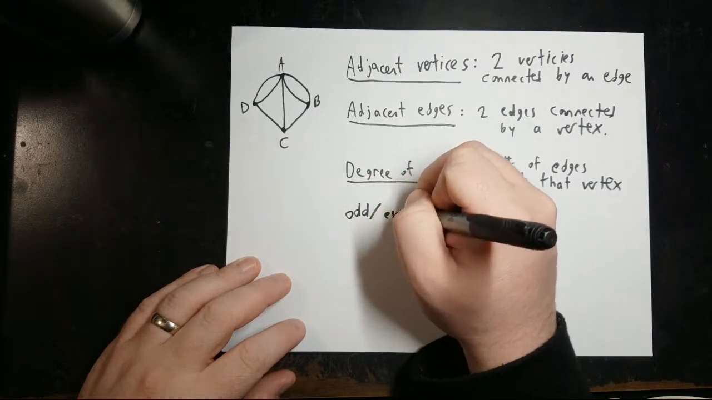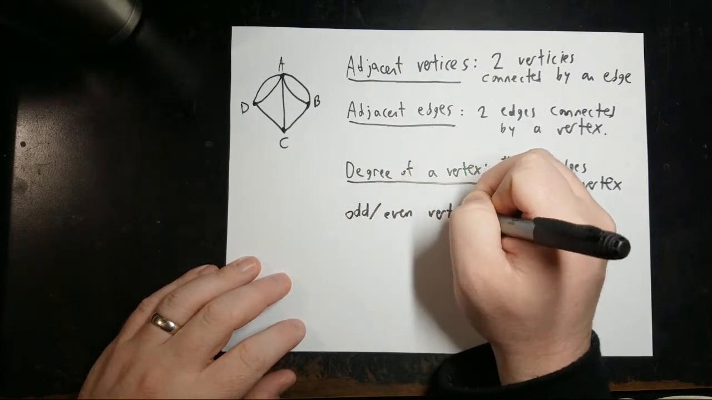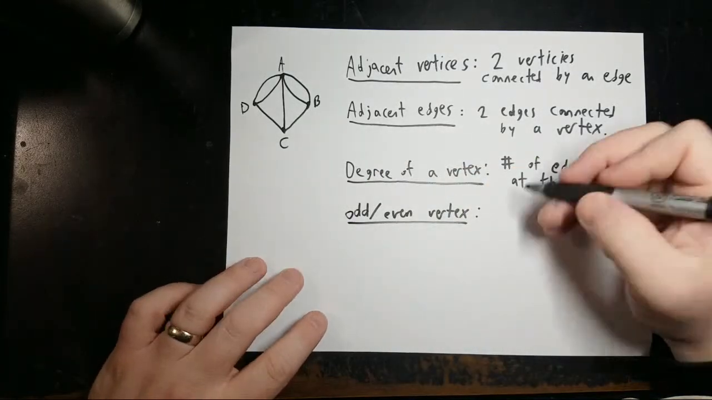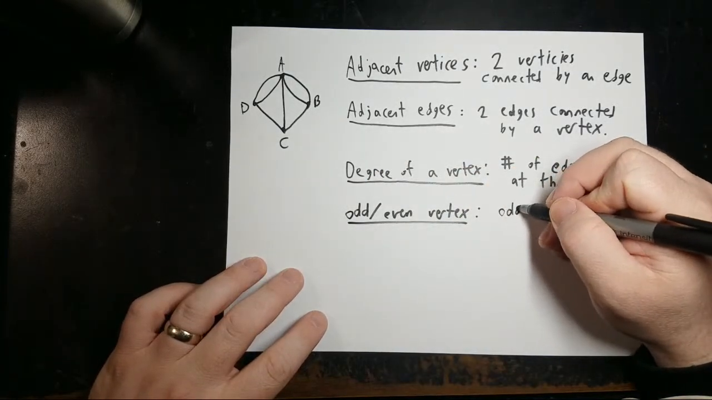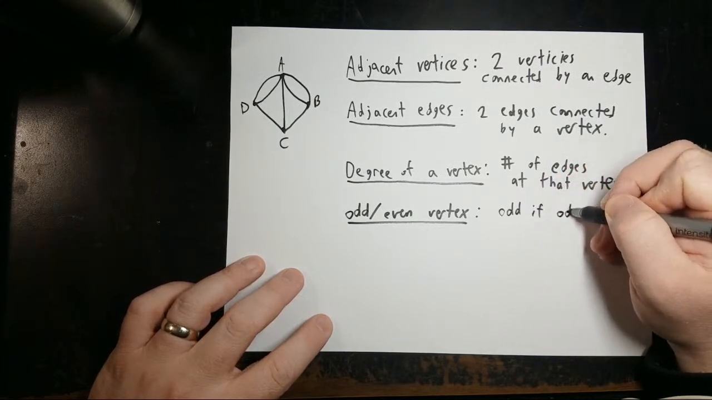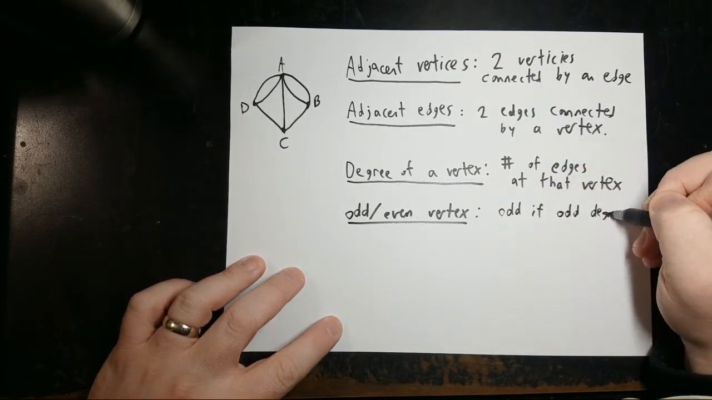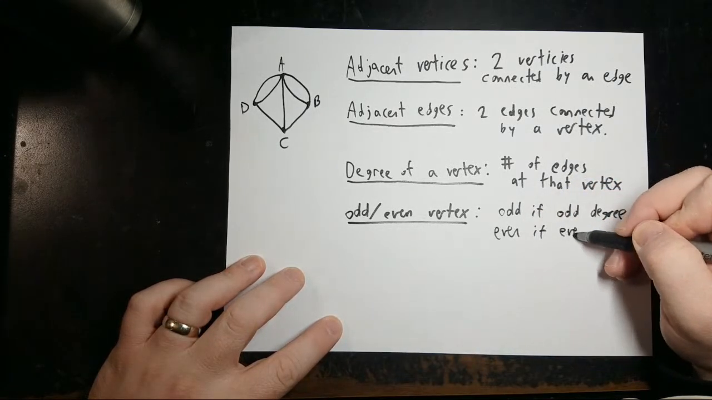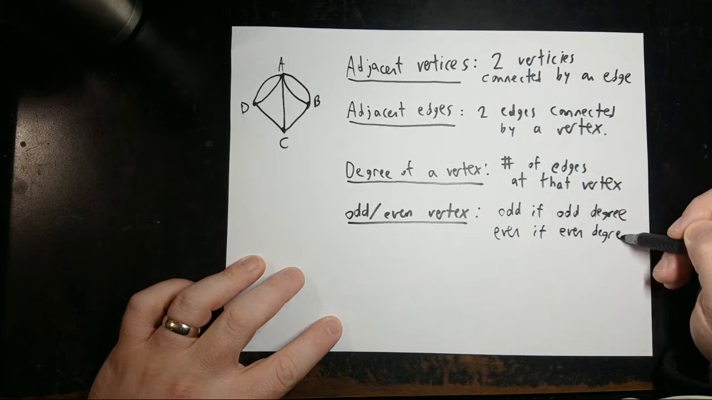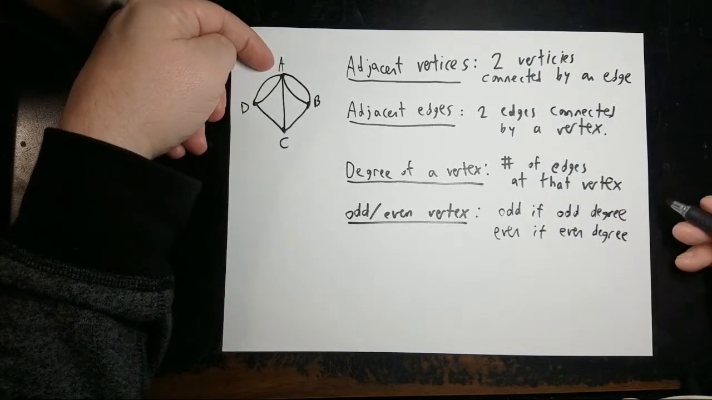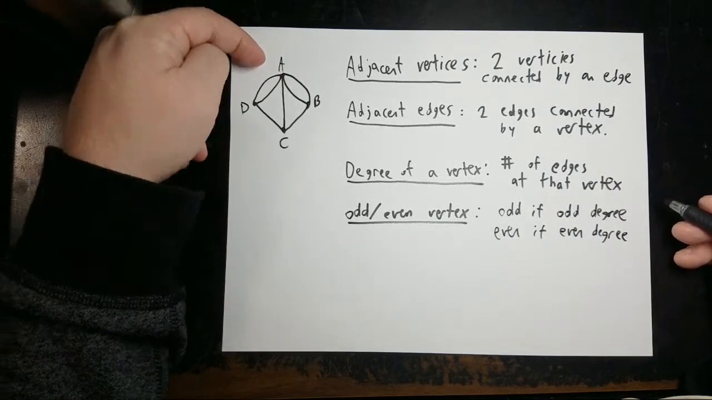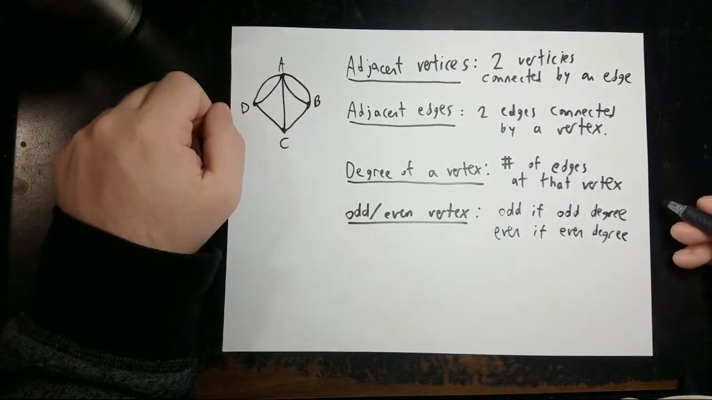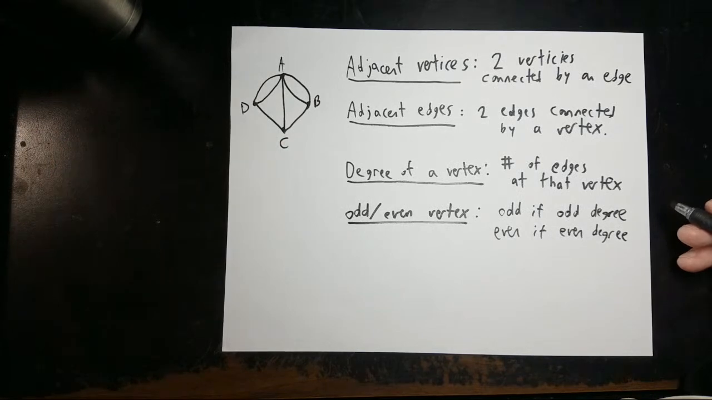We will refer to these as a vertex that is odd or even. Basically, you would be odd if you're an odd degree, and you would be even if you were an even degree. Easy definition. So A, because the degree was 5, it would be odd. D would be odd, B would be odd. Oh, they're all odd. Huh. Didn't think about that beforehand, but cool.